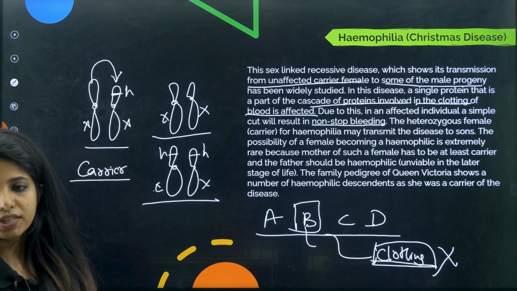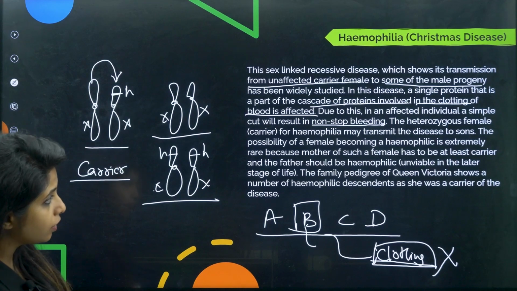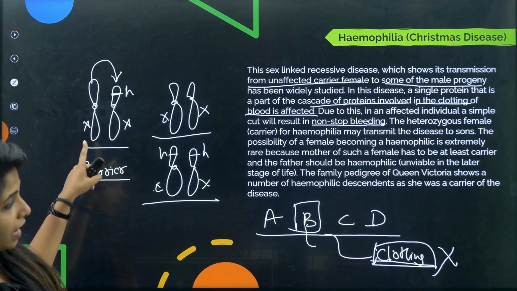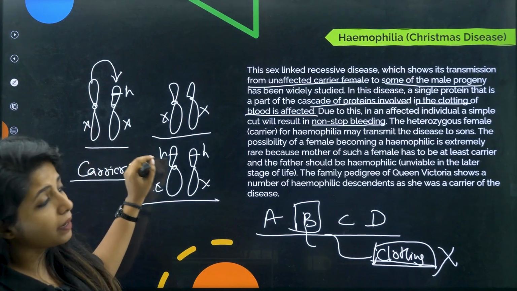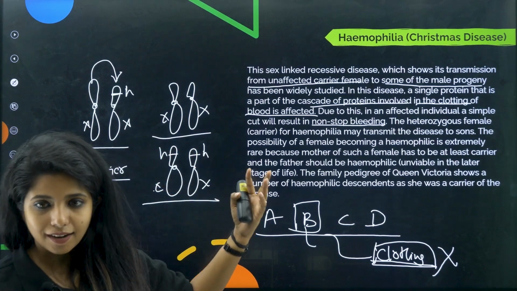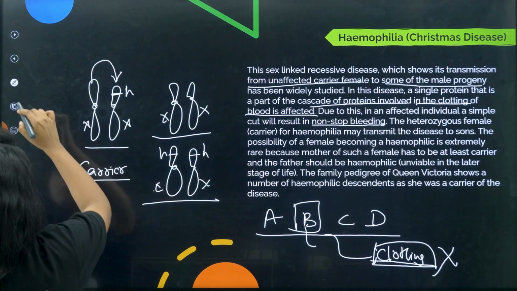She will be just a carrier, children. But on the other hand, the heterozygous female, as I said, will be a carrier and may transmit the disease to the son. Now for the son, obviously, what do you need, children?